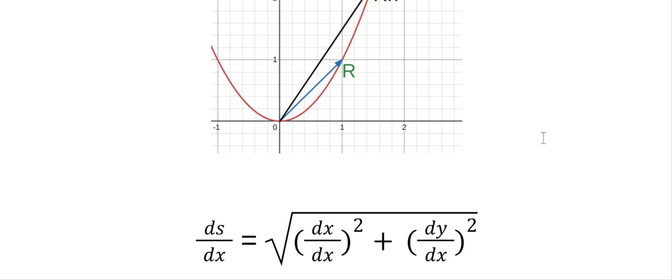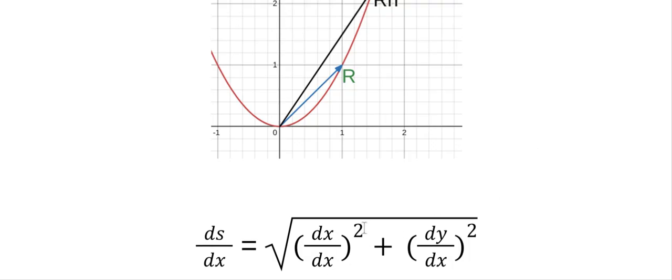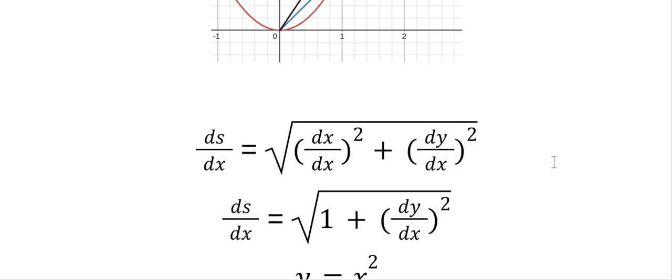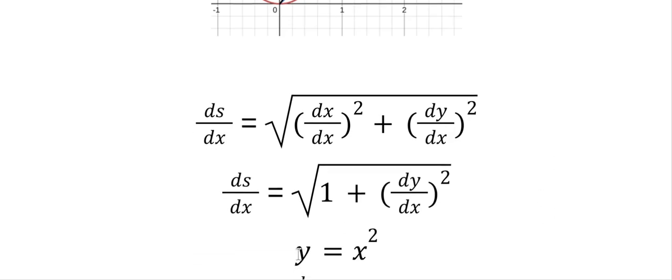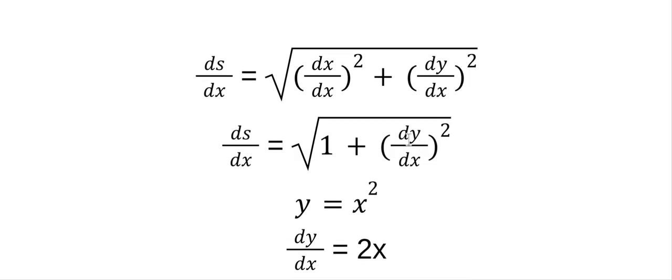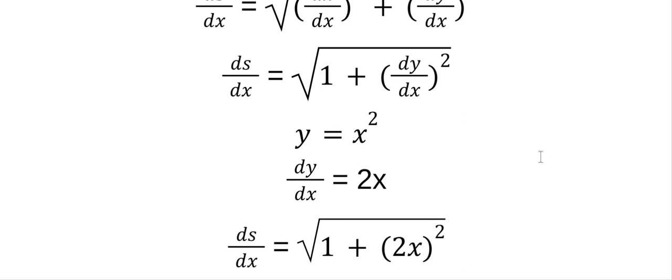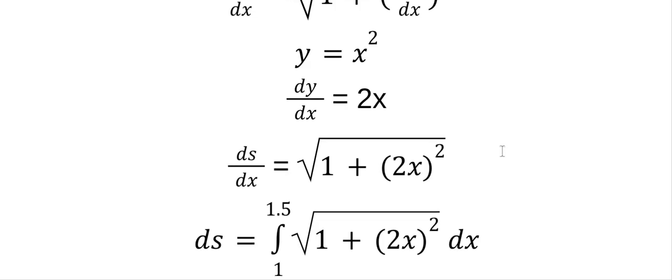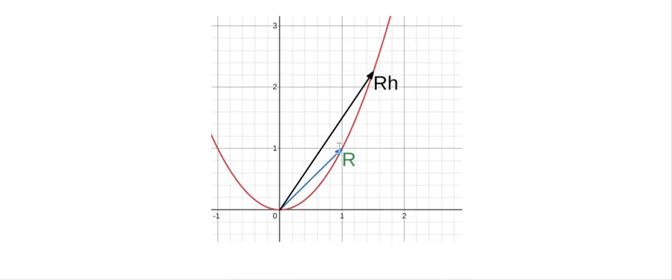So we would take the derivative of both sides with respect to x. dx dx is just 1. Now dy dx. Well, we have an equation for y. It's x squared. So what's dy dx? It's 2x. Put that back in right there, and we get this equation. Now what do we do? Well, we integrate both sides. So we move the dx over here. We run the interval from 1 to 1.5, which is where I made it. So it's x at 1, and then I go over to 1.5, and that's where this one is. So I need that piece of arc.